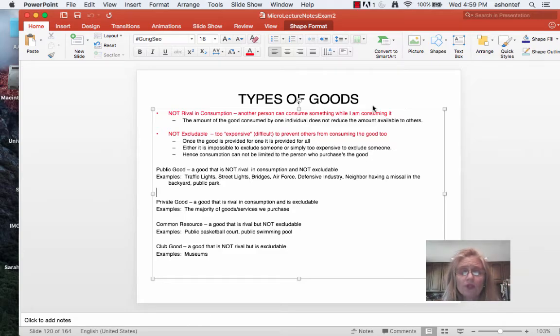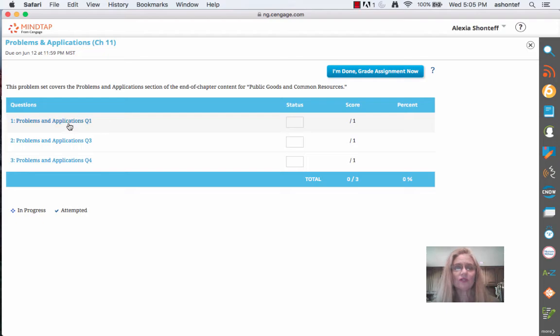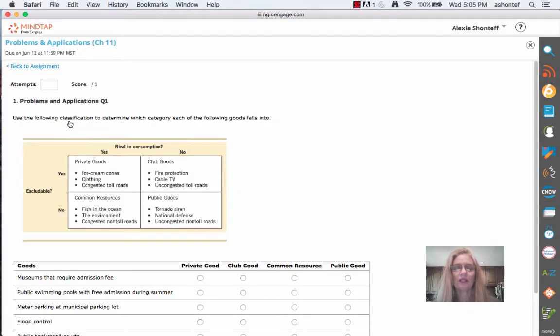The other two goods are the common resource and the club good, and they're kind of in between the two extremes of private goods and public goods. So that's how you kind of want to think about that. So the common resource is that good that is rival, but it's not excludable. They've given a couple examples there. And the club good is a good that is not rival, but it is excludable. So take a look. You might even want to print out this particular picture of this PowerPoint here for the upcoming questions. Okay, so let's go to the questions then on public goods and the other types of goods.